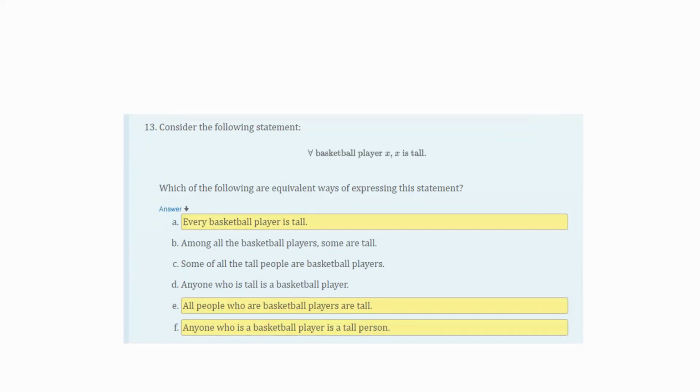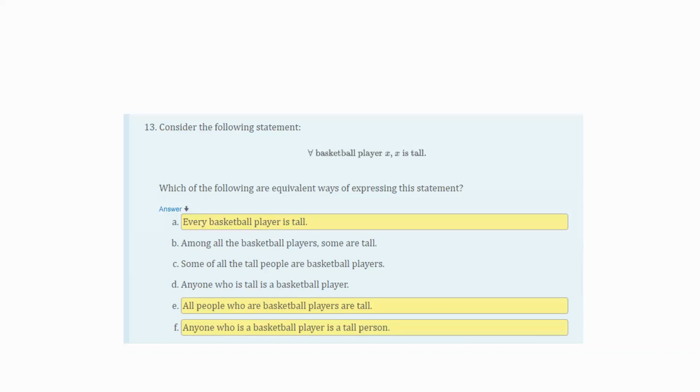Hopefully you realize that A, E, and F were equivalent and the others are not. So every basketball player is tall. That's the same as saying for all basketball players x, x is tall. But in B, some are tall. Well, no, it's for all. And D, anyone who is tall is a basketball player. That's got the order wrong. It's not that all tall people are basketball players. It's all basketball players are tall. So hopefully you got these.